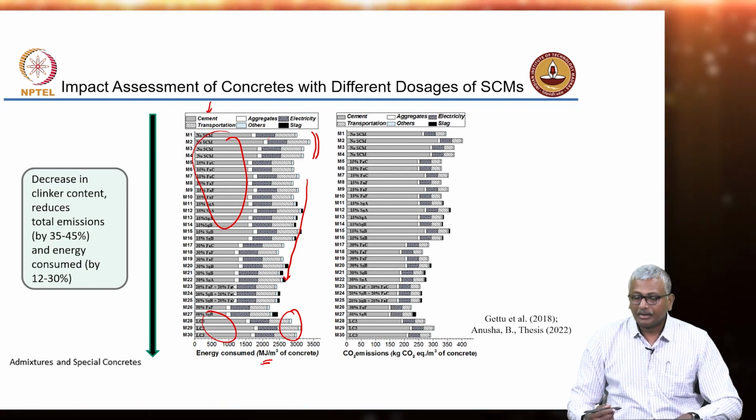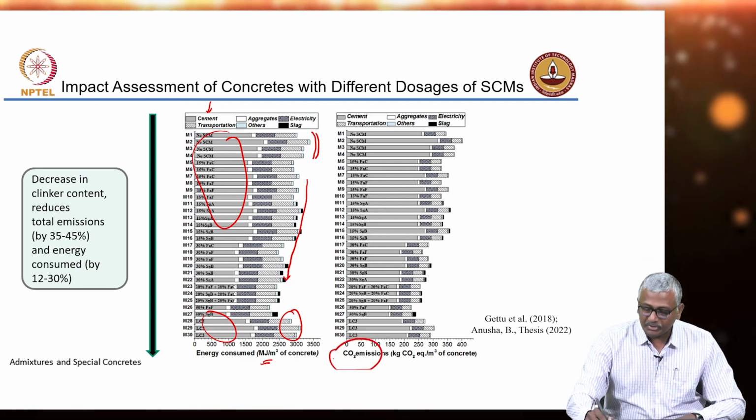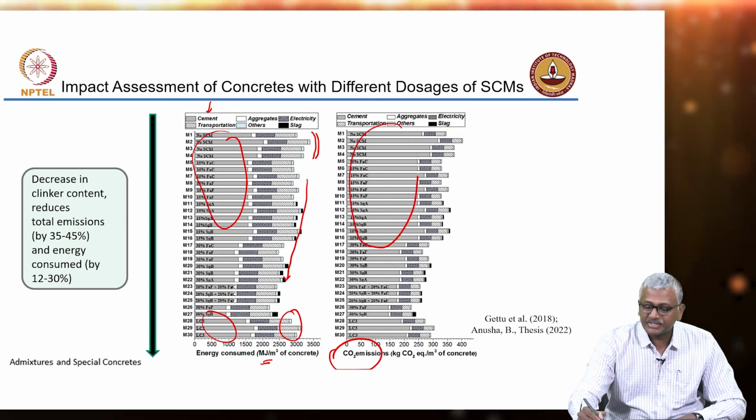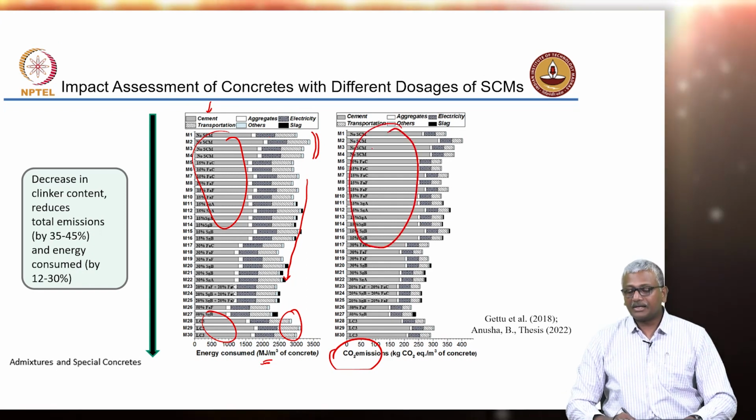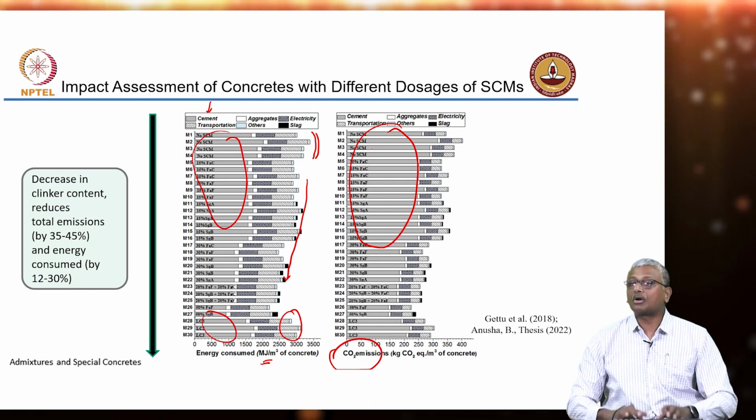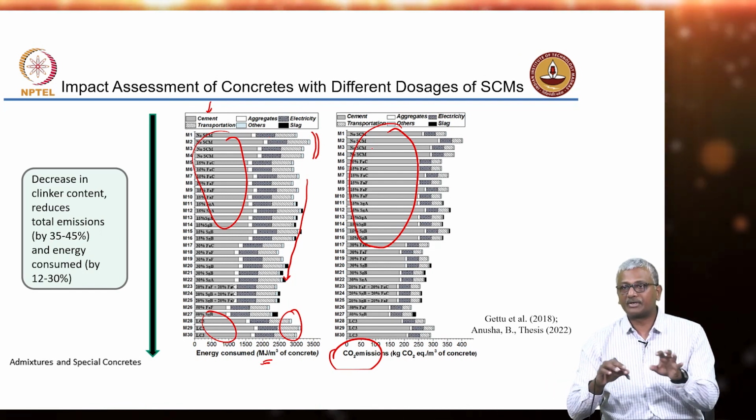What is interesting to look at is the CO2 emissions. Look at what is happening here. Nearly 75% of your concrete CO2 emissions is because of cement.